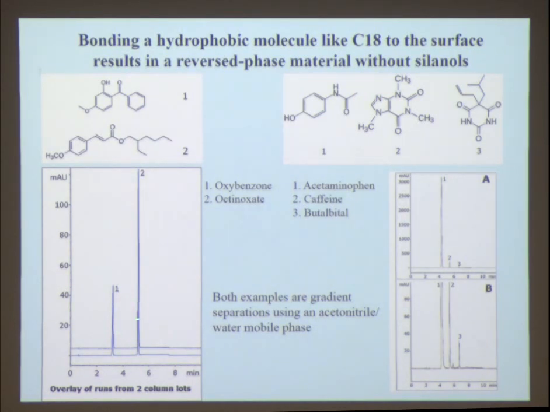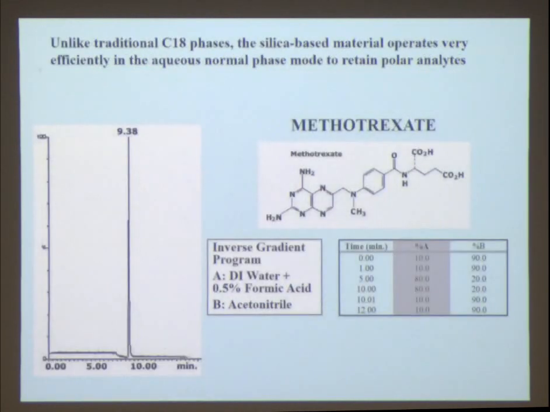You can see the statement at the bottom showing that these are 2 different column lots. This is to verify that we can make the material reproducibly. You have to look very hard to tell that there are actually 2 separate chromatograms there. They overlay each other very nicely. So we're able to accomplish what you can with most stationary phases. That's always good to do. You want to be able to do what everybody else can do. What else can you do?